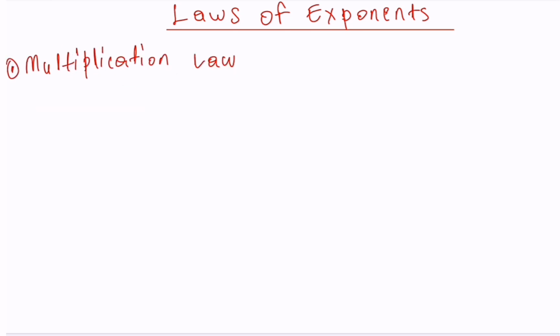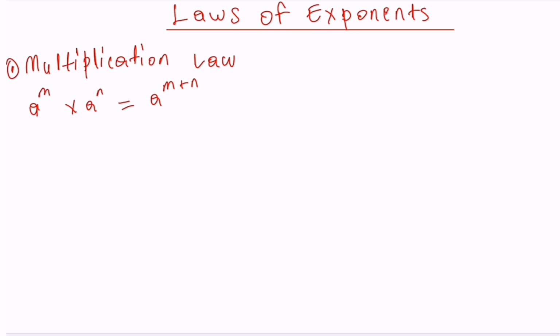Okay, now we'll start with the multiplication law. The multiplication law simply tells us that when we are multiplying powers with the same base, we add the exponents. For example, a to the power m multiplied by a to the power n is equal to a to the power m plus n. You see, these are our bases. These are our exponents. You see what we did with them here? We added them.